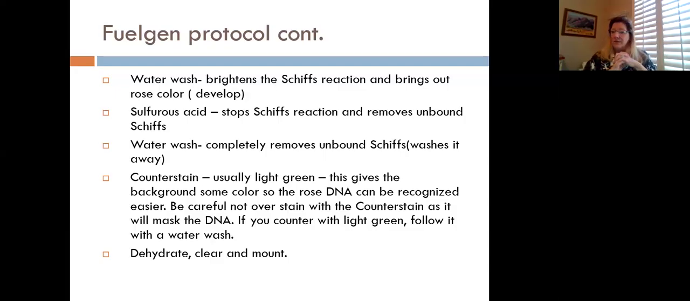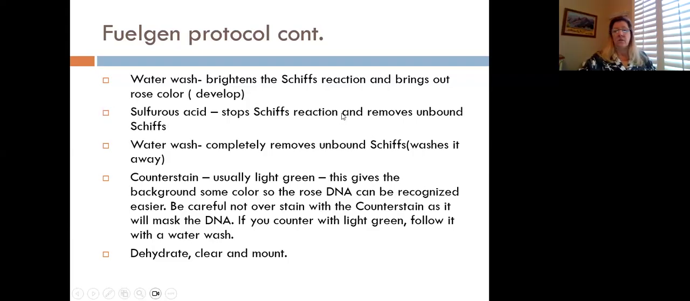Yeah, use gloves when you use Schiff's. You should have gloves on throughout your staining processes anyway, including your goggles, because you need to wear your goggles whenever there's the ability for splash. Okay, so that's just a side note. All right. So we've brought our rose color to the surface by developing it. Okay, that's the term, and you need to know that.